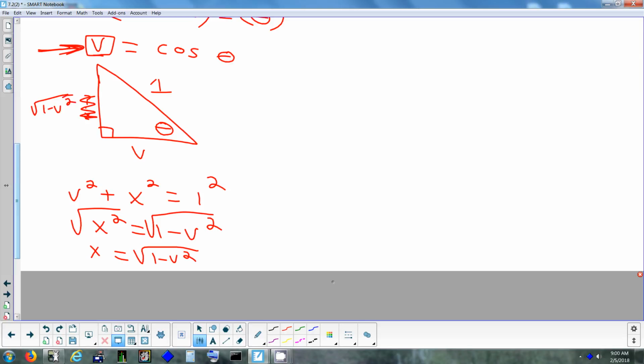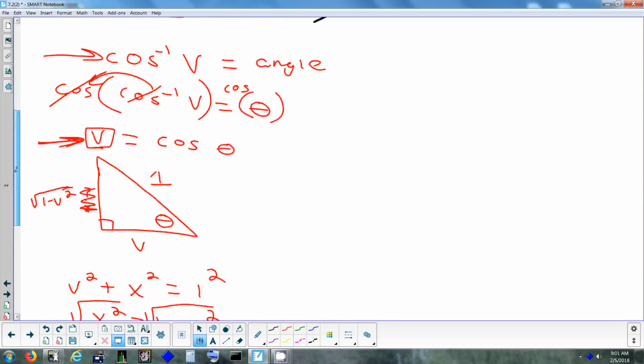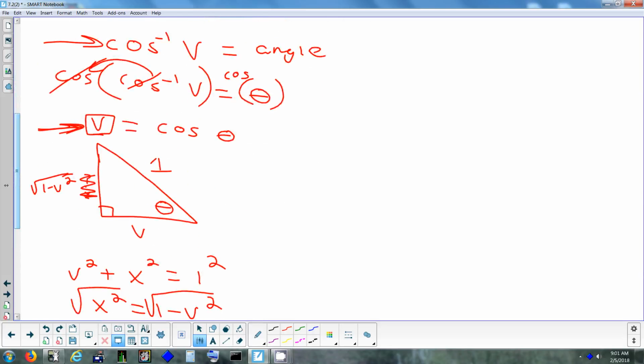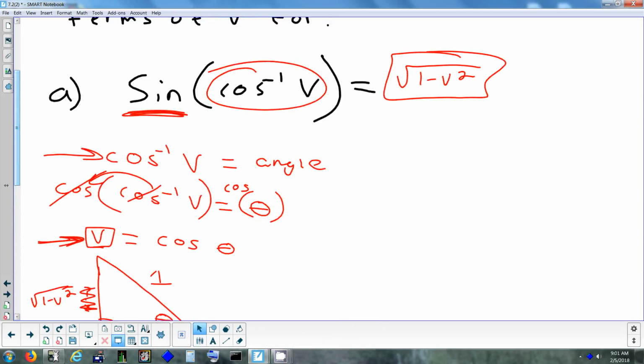Now I have all the sides labeled, and now I can answer the question, what is the sine of that picture? It's opposite over hypotenuse. It's the square root of 1 minus v squared over 1. So that's a formula that if you plug in a number on the right side of the formula, and you plug a number in on the trig on the left side, you're going to get exactly the same answer.